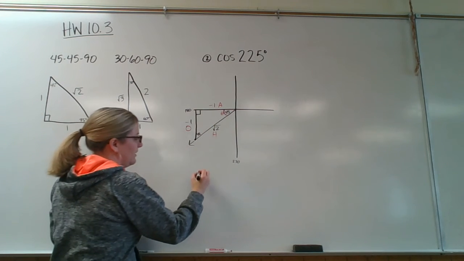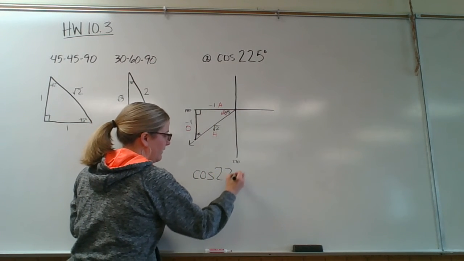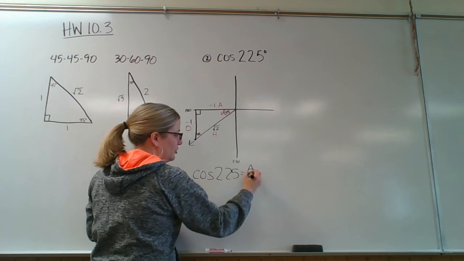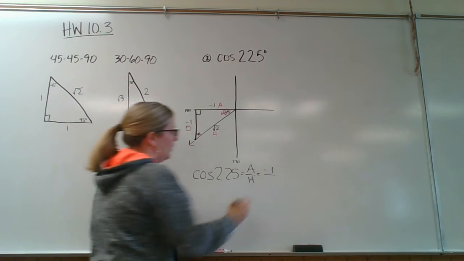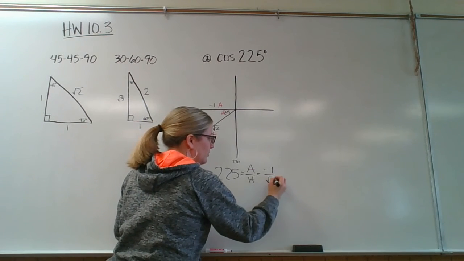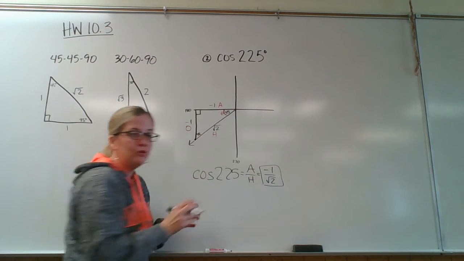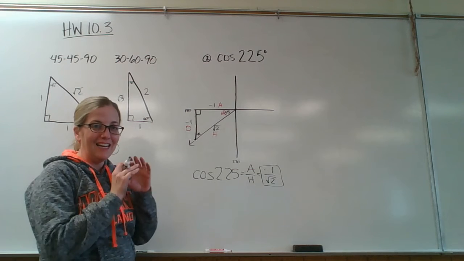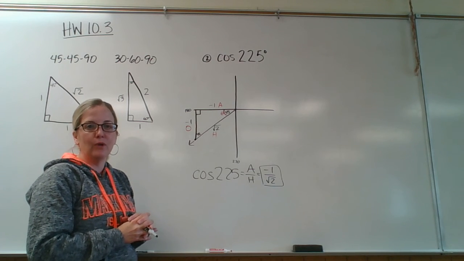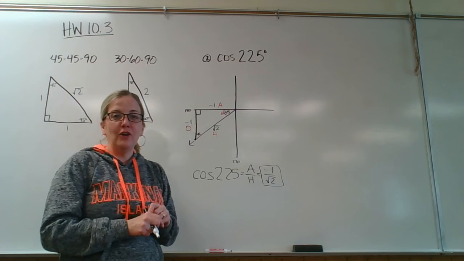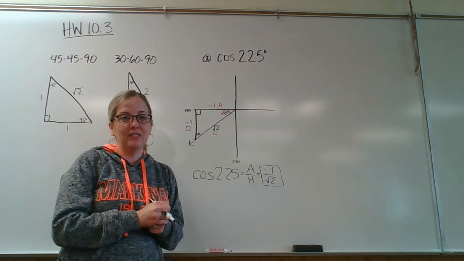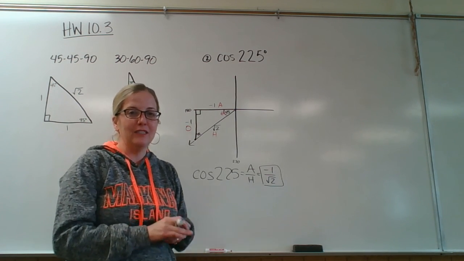So if I want to find the cosine of 225, remember SOHCAHTOA, adjacent over hypotenuse. Well, what's the adjacent? -1. What's the hypotenuse? Square root 2. And you have your answer. You do not need to do anything with that answer. It can stay just a -1 over square root 2. And that is the cosine of 225. Watch the next video, and I'll show you how to do this with a 30, 60, 90 triangle with another example problem.